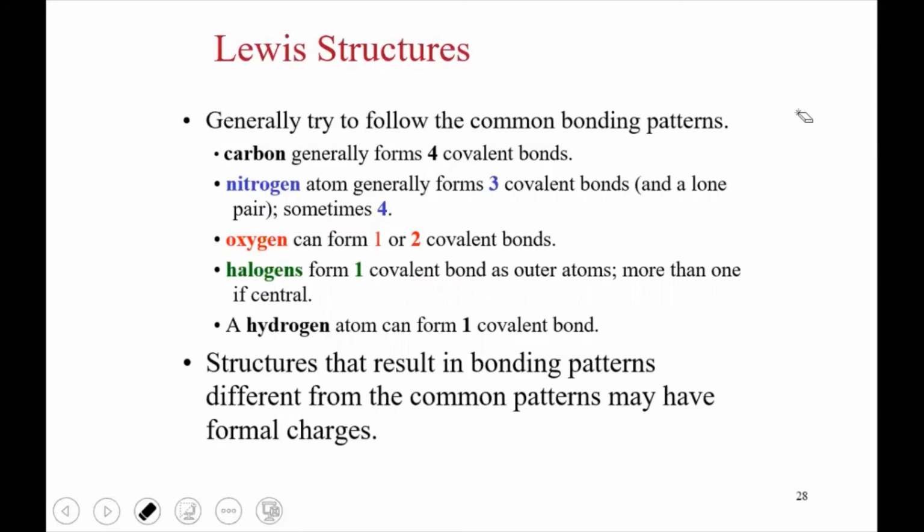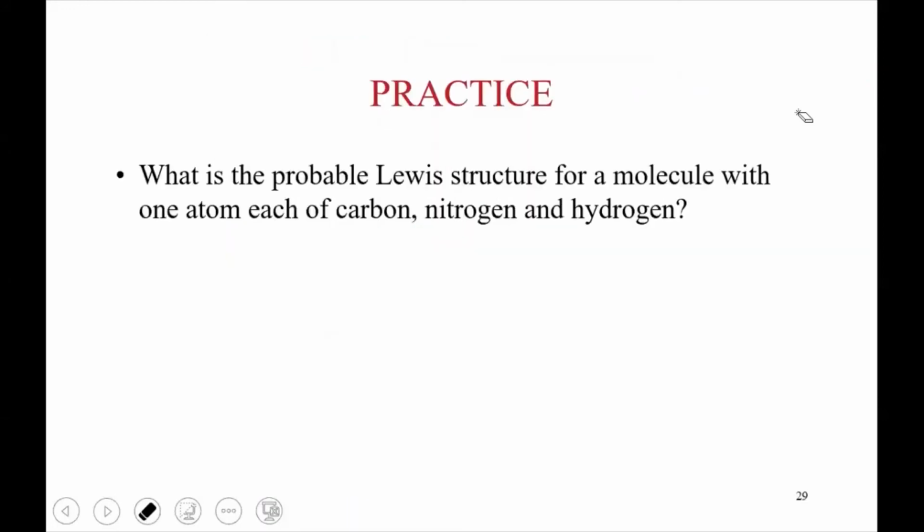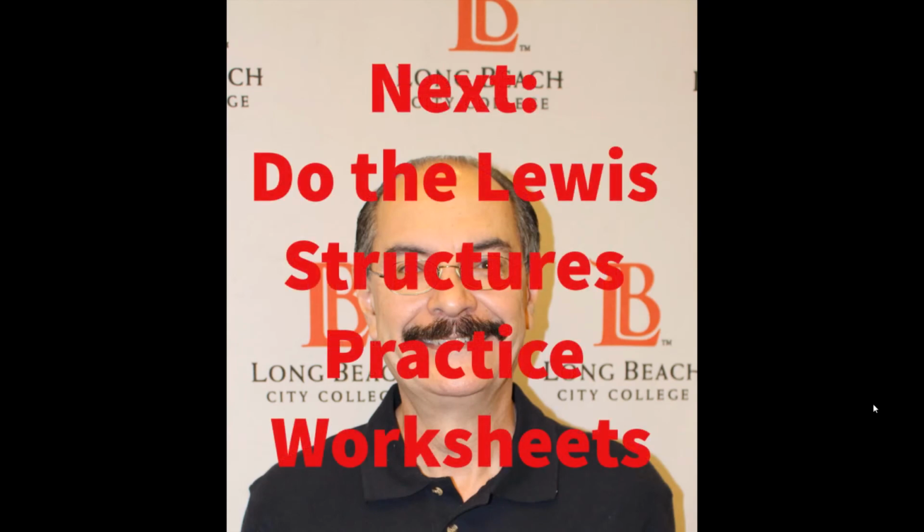So let me close out by showing you this little exercise. I'm going to let you guys do this at home. What is the probable Lewis structure for a molecule with one atom each of carbon, nitrogen, and hydrogen, okay? So just for the sake of it, rather than Google it and look it up, just go ahead and write out the possible skeletons in here that you could have, and then the different bonding schemes, and then apply the formal charge criterion to choose the one that is correct, okay? It'll be a better practice for you, all right?